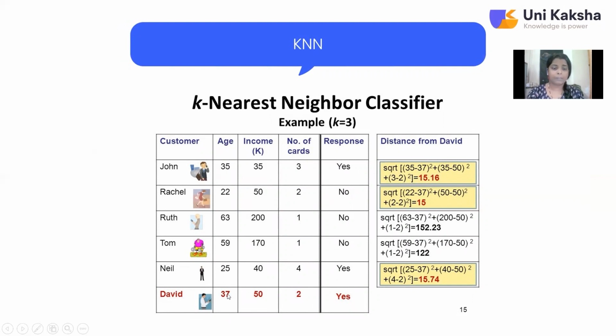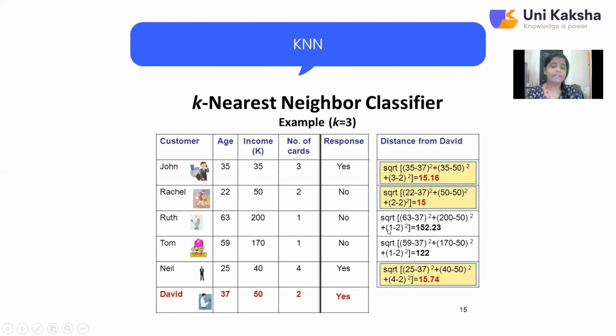The first would be the square root of (37 minus 35) squared plus (50 minus 35) squared plus (2 minus 3) squared. That will provide the first distance, between the observations David and John. Next, you'll find the distance between David and Rachel: the square root of (37 minus 22) squared plus (50 minus 50) squared plus (2 minus 2) squared. That will be the second distance. Then the distance of David with Ruth: the square root of (37 minus 63) squared plus (50 minus 200) squared plus (2 minus 1) squared. Whatever the answer is, it is noted as 152, and so on.